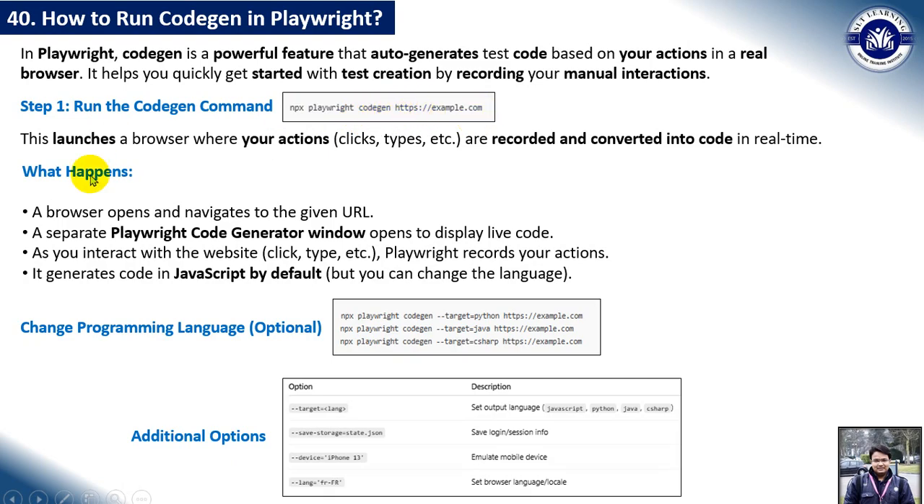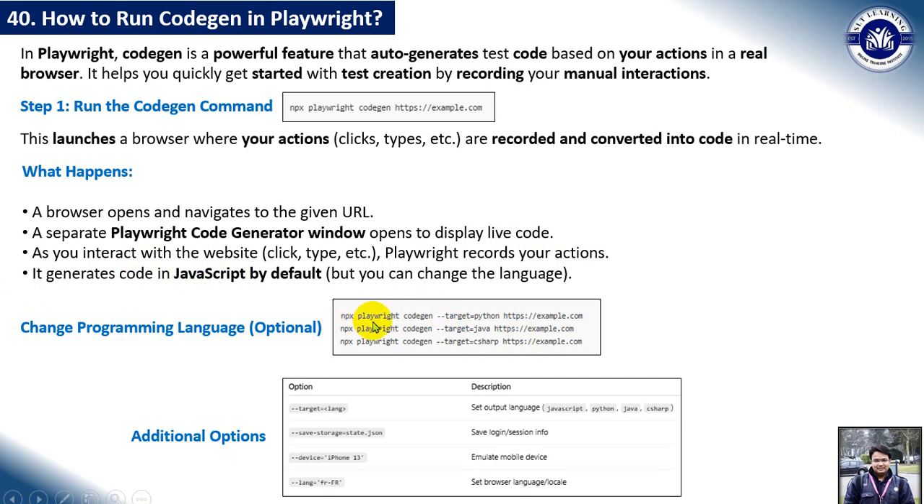Okay, so what will happen once you run this? A browser opens and navigates to the URL. A separate Playwright code generator window will open to display the live code. As you interact with the website, click, type, or perform any action, each and every action will be recorded and displayed as live code. It will generate code in JavaScript by default, but you can change the language by using this command.